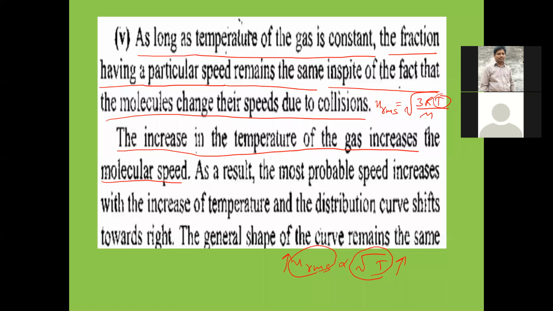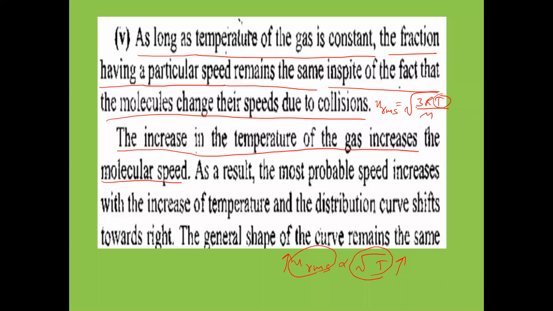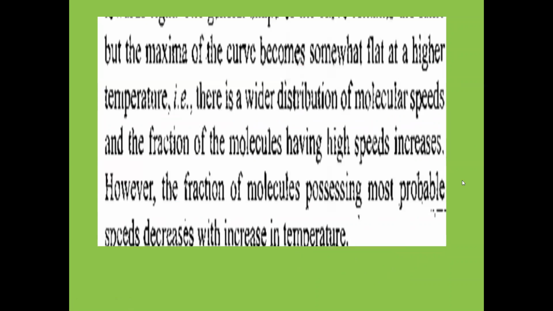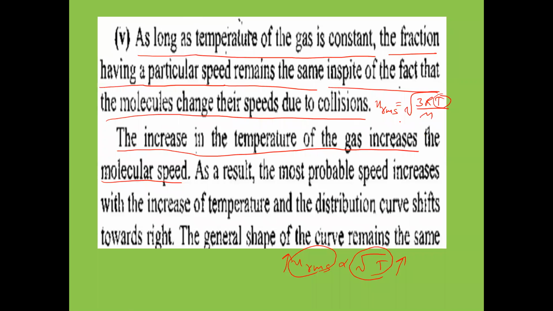So RMS velocity is equal to under root 3RT by M. It is an important point to understand here. RMS velocity is directly proportional to the square root of temperature. That's why when temperature increases, automatically velocity also will increase. So take the same point once again: the increase in the temperature of the gas increases the molecular speed.